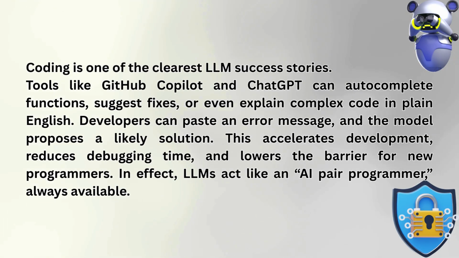How are LLMs used in coding assistance? Coding is one of the clearest LLM success stories. Tools like GitHub Copilot and ChatGPT can autocomplete functions, suggest fixes, or even explain complex code in plain English. Developers can paste an error message, and the model proposes a likely solution. This accelerates development, reduces debugging time, and lowers the barrier for new programmers. In effect, LLMs act like an AI pair programmer, always available.